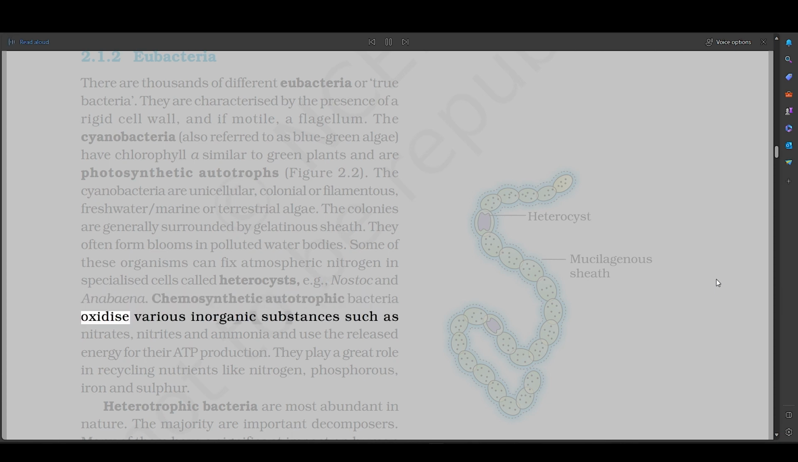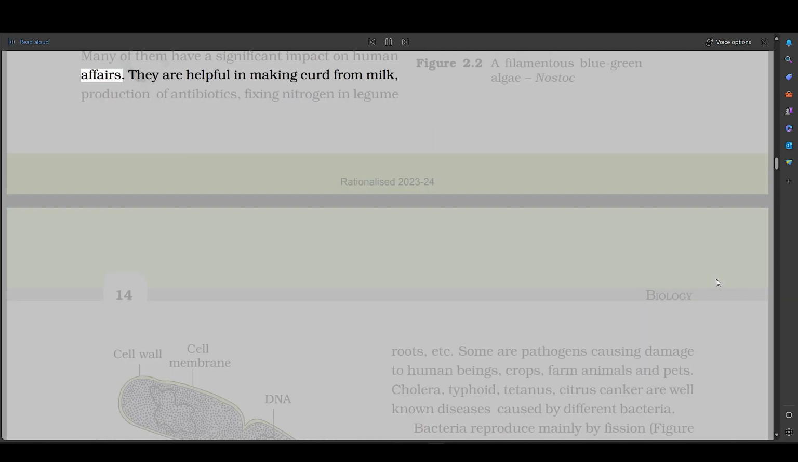Chemosynthetic autotrophic bacteria oxidize various inorganic substances such as nitrates, nitrites and ammonia and use the released energy for their ATP production. They play a great role in recycling nutrients like nitrogen, phosphorus, iron and sulfur. Heterotrophic bacteria are most abundant in nature. The majority are important decomposers. Many of them have a significant impact on human affairs. They are helpful in making curd from milk, production of antibiotics, fixing nitrogen in legume roots, etc. Some are pathogens causing damage to human beings, crops, farm animals and pets. Cholera, typhoid, tetanus, citrus canker are well-known diseases caused by different bacteria.